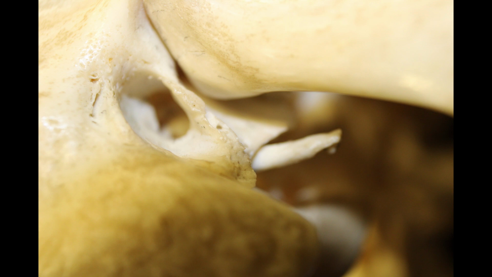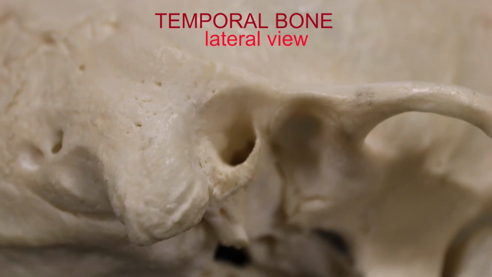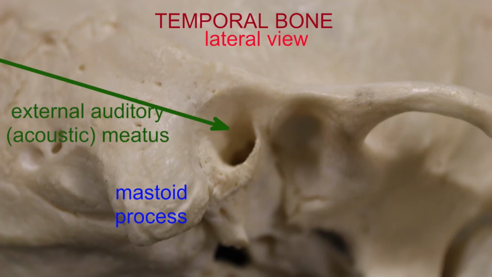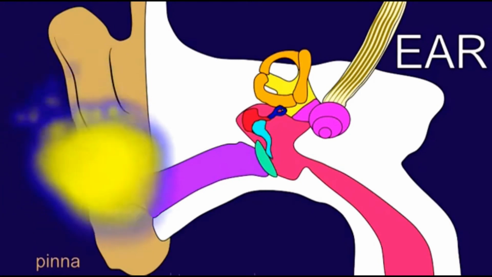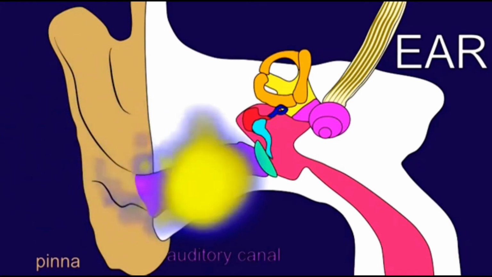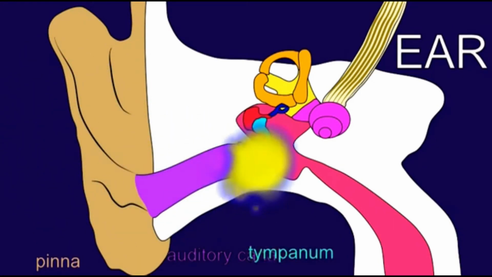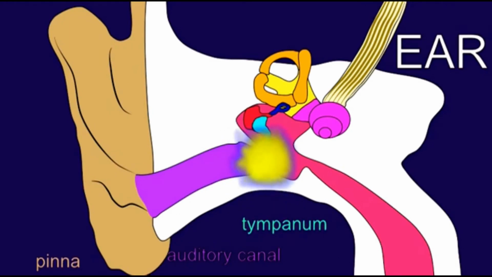Also in the lateral view, you can note this one large opening, the external auditory meatus or external acoustic meatus, which is how vibrations collected by the external ear, the pinna, are transmitted towards the middle and inner ears through the auditory canal. The middle and inner ears actually reside in a space within the temporal bone.